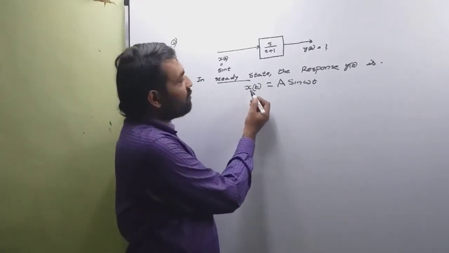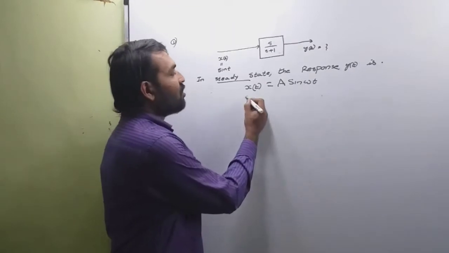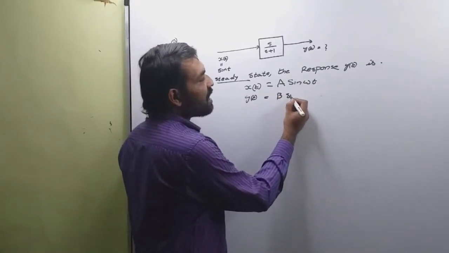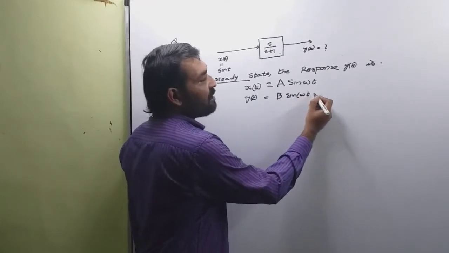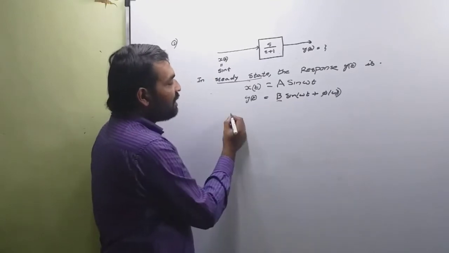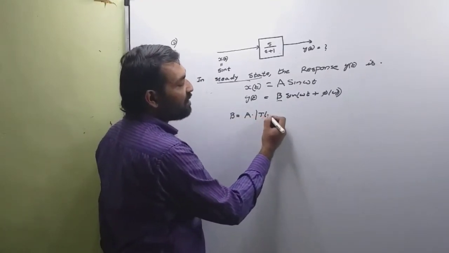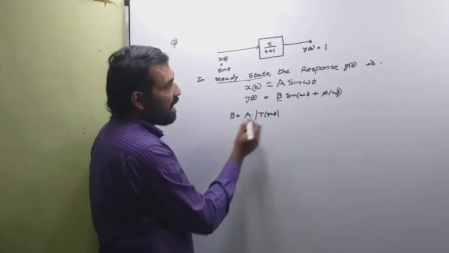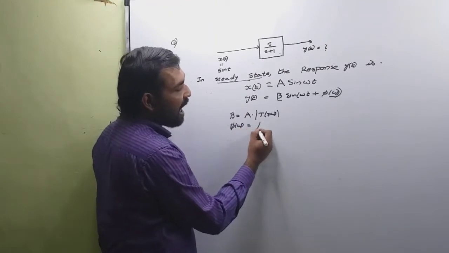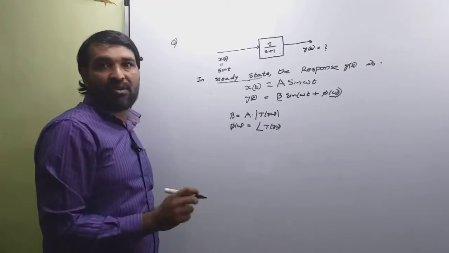For a sinusoidal input A sin omega t, the general form of the output y of t is equal to B sin of omega t plus phi of omega. Here B is equal to A times the magnitude of T of j omega, and phi of omega is equal to the angle of T of j omega, where T is the transfer function.